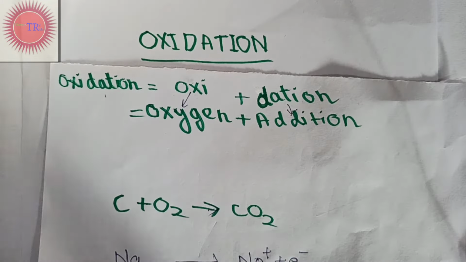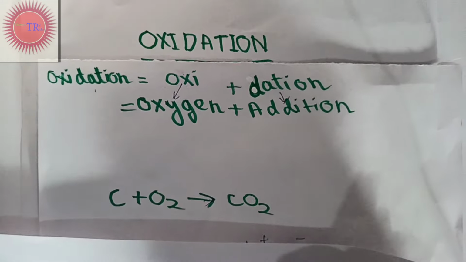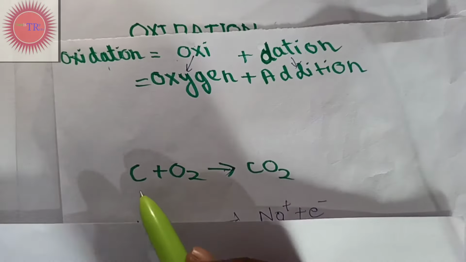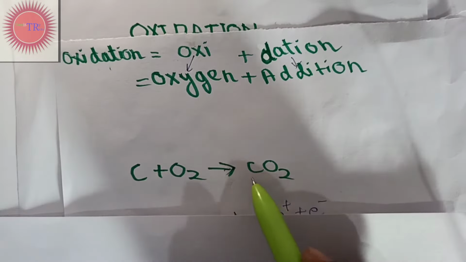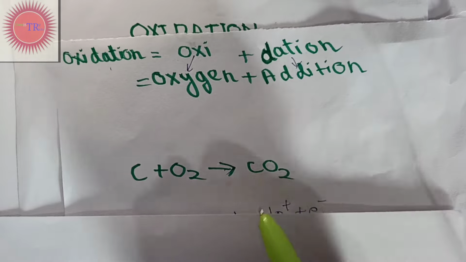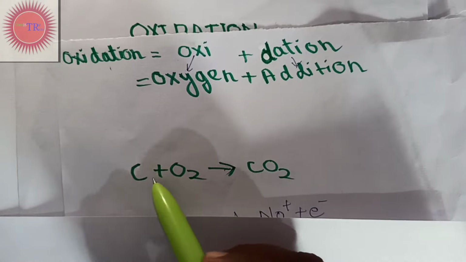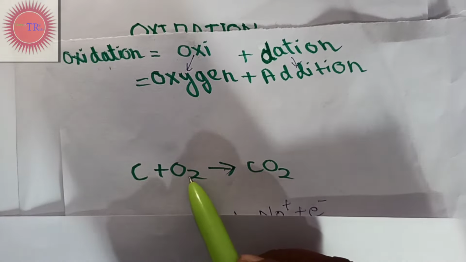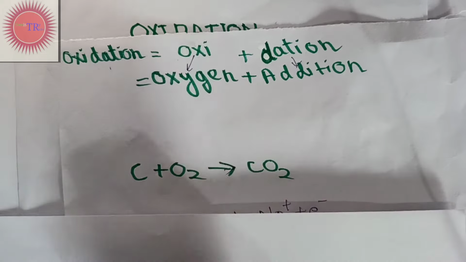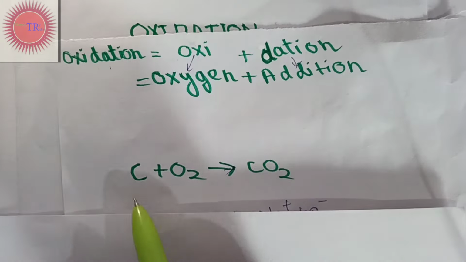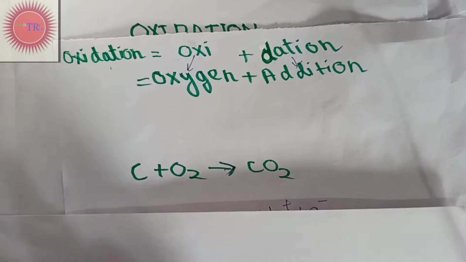Here you see that here is carbon and O2, and it makes CO2 the product. So carbon is combined with O2. So here will be the oxidation of carbon. This is the simple definition.